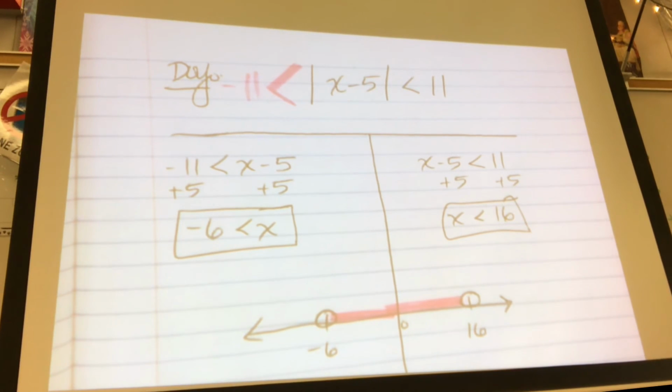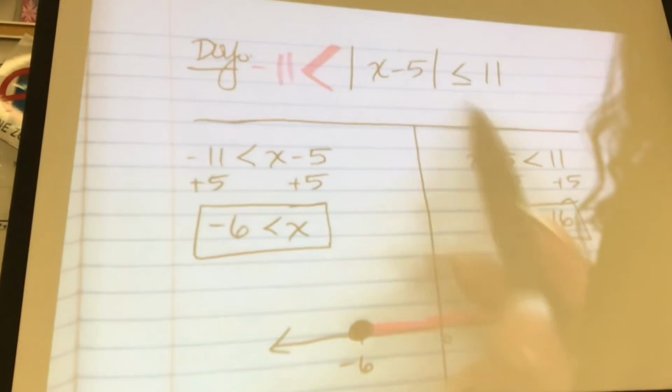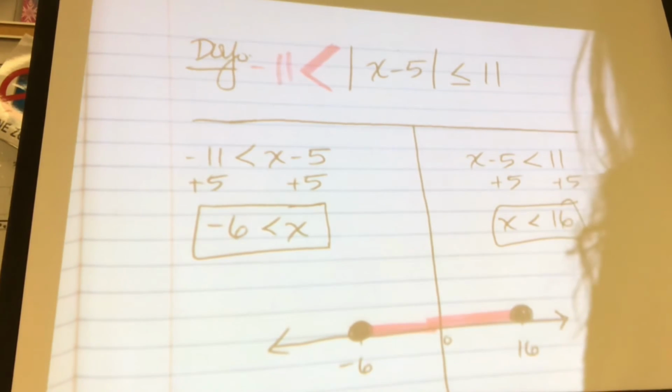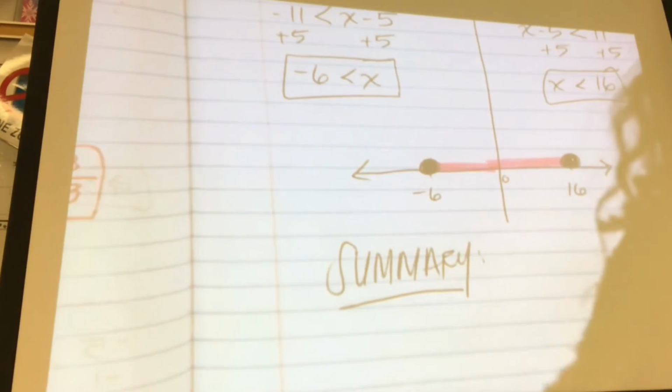All right, check to see you have what I have, please. So yeah, if it's an equal sign at the bottom, make sure that these are closed and that it's shaded in from the inside. All right, give me a summary, please. Today I learned.